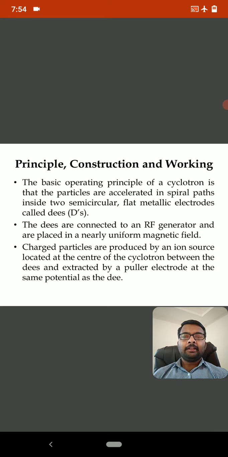Before that, these charged particles are extracted from the ion source for the acceleration purpose by a puller electrode at the same potential as the D. So there is an electrode which can extract the charged particles or ions from the ion source, which is located at the center in between these two Ds, and this electrode is operating at the same potential as the two Ds.